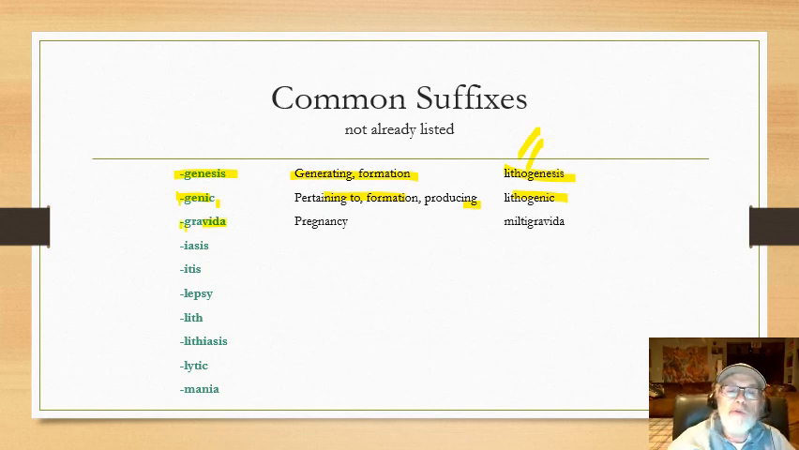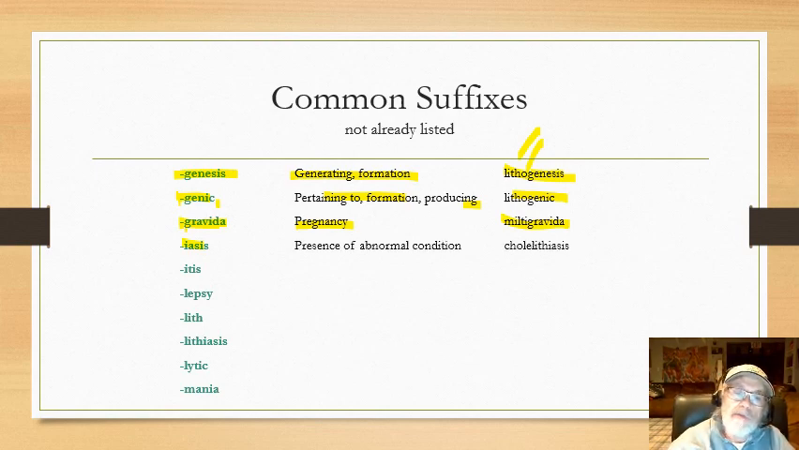Gravida means pregnancy. Multi, that should be M-U-L-T-I. Multi means many or multiple. A female who's multigravida has had multiple pregnancies. Primigravida, primi means first. So if someone is primigravida, it would be the first baby, first pregnancy. If they're nulligravida, null means none or never before. So if somebody's never been pregnant, they're called nulligravida. So gravida means pregnancy.